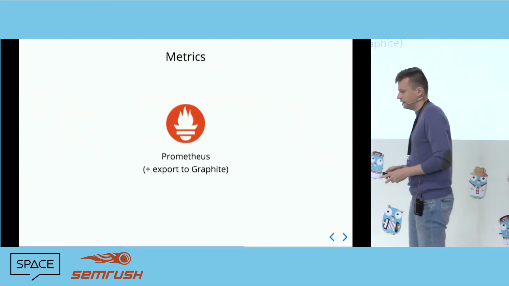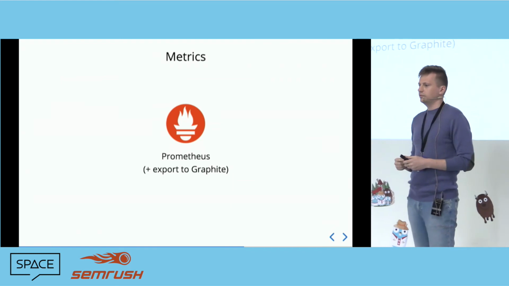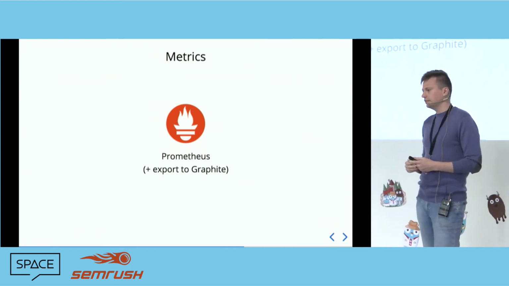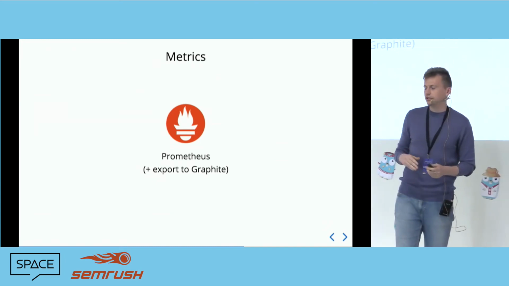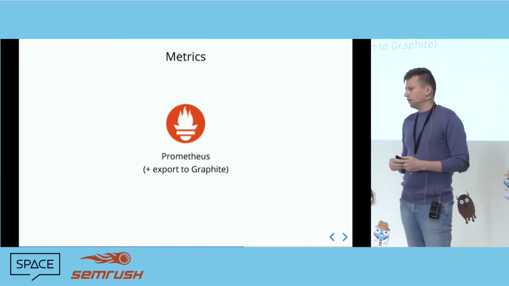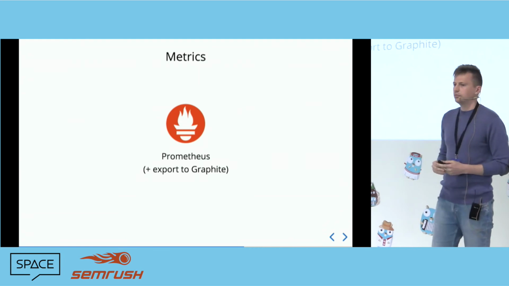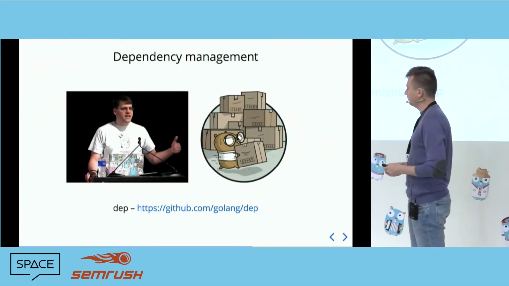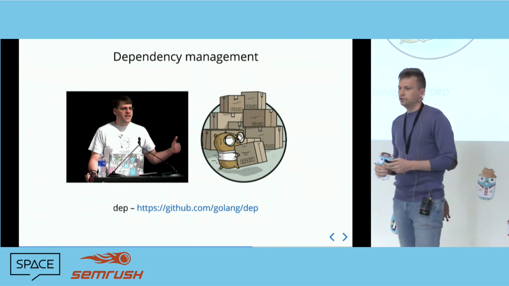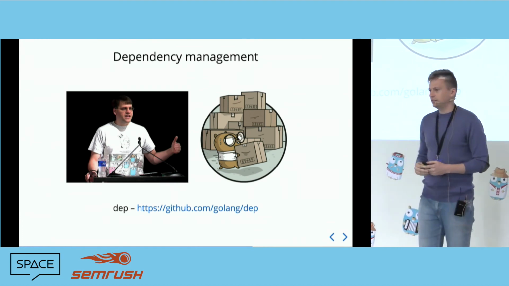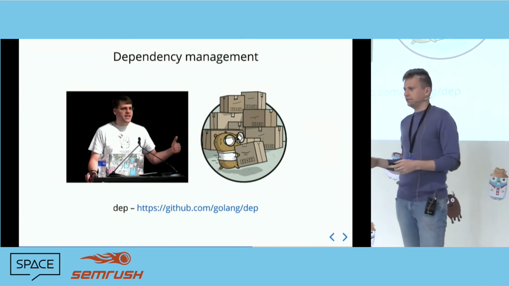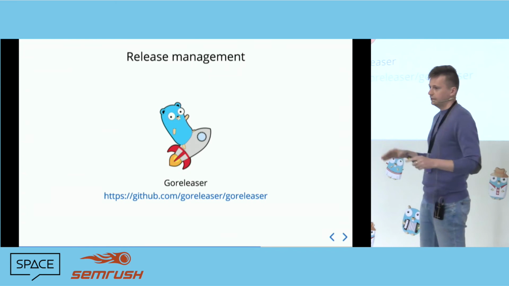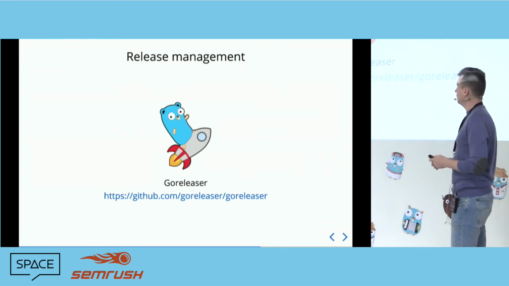For metrics, we use Prometheus, instrumenting Centrifuge with this great library, and we periodically export stats to Graphite. So Centrifuge could fit a modern monitoring stack quite well. For dependency management, we use Dep. There are no plans to move to Go modules at this moment, but maybe in the future. At this time, Dep solves all our problems.